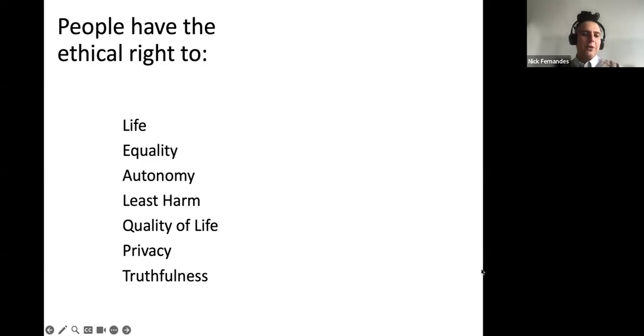An easy one to go into. Look at equality and being treated fairly, everybody treated the same with regards to privacy. Think of your children.